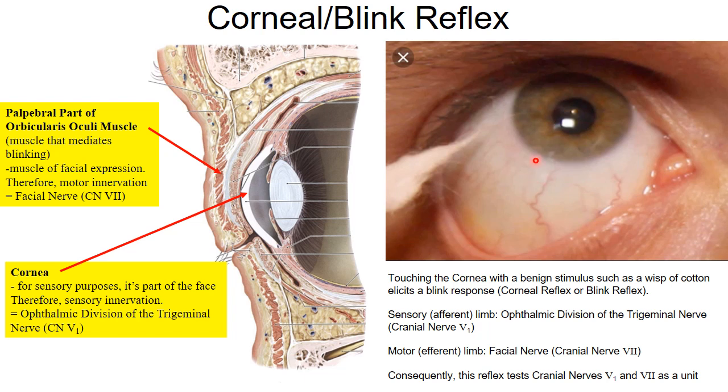And then there's a motor response, and the motor response is a blink, and that's a muscle of facial expression, specifically the palpebral part of the orbicularis oculi muscle. That's the blinker. That thing should twitch and close the eye reflexively in response to being touched right there. And so the nerve that's the efferent limb, then, is the facial nerve, or cranial nerve 7. And so this reflex, the corneal or blink reflex, is testing cranial nerves V1 and 7 as a unit. If those two nerves are good, then there should be a robust, healthy blink that the patient produces in response to having their eye touched.